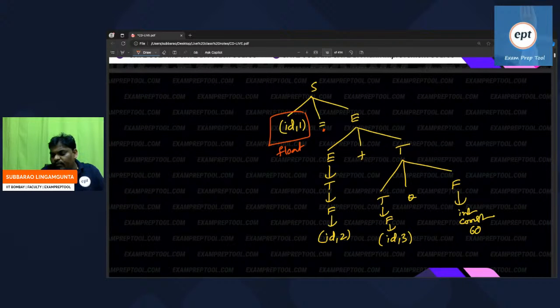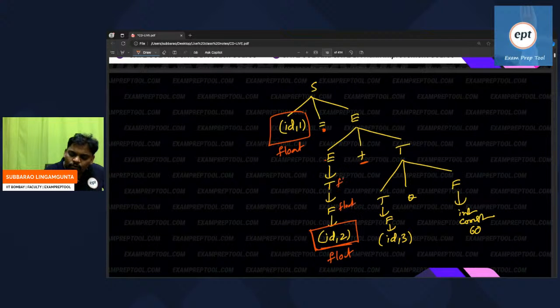Assignment operator left is float. You want the right also float, or not? You will go to the right also. E goes to E plus T. To do this plus, left is required and right is required, so go left. E goes to T, T goes to F, F goes to ID. Again, ID means token number. Can you go to the symbol table and check? This is also a float. Because it is a float, the same float will come here. Whatever is there, it will proceed further.